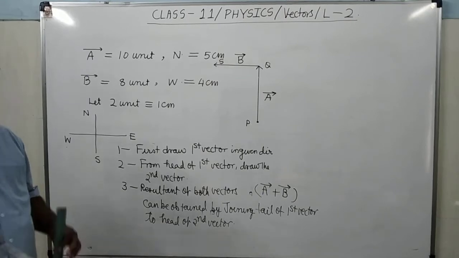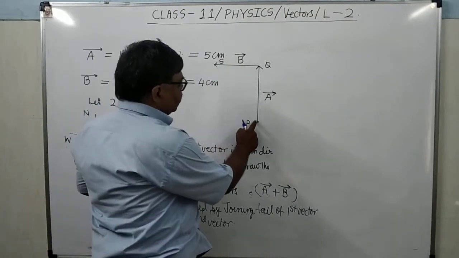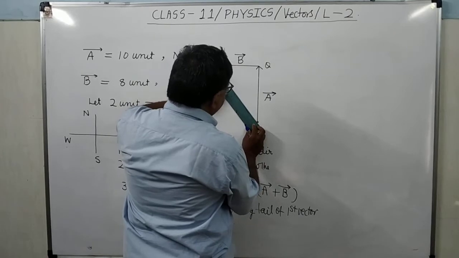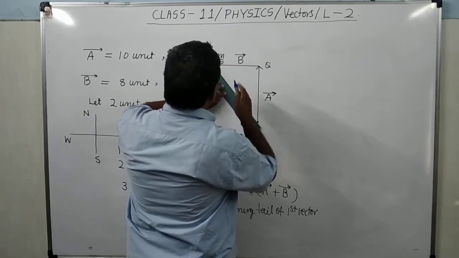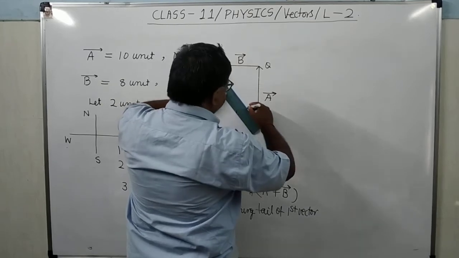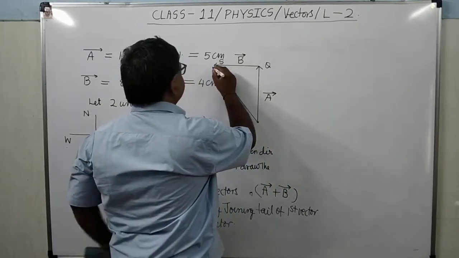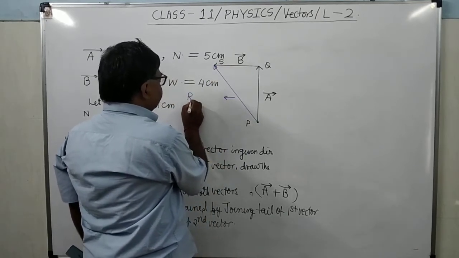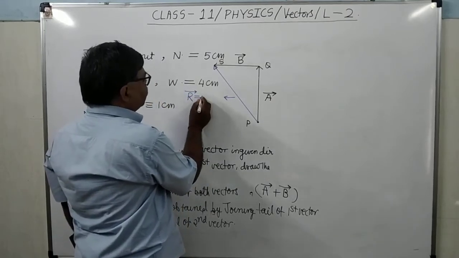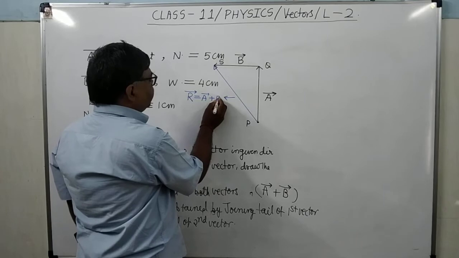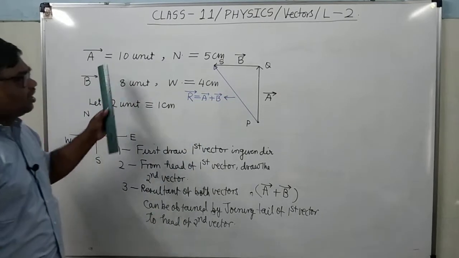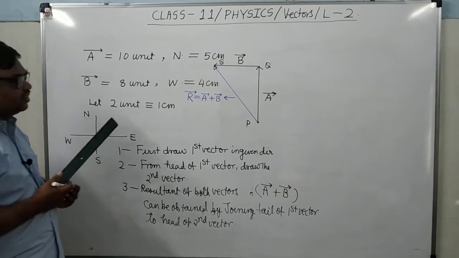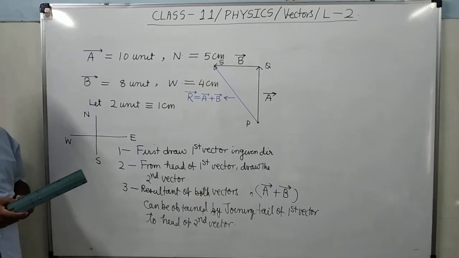So you join here. What is the tail? Tail is P. What is the head of the second? It is S, not Q. So what will be the resultant? The resultant will be this. This will be the resultant of these two vectors. Here the resultant is denoted by R. Vector R will be equal to vector A plus vector B. It means the resultant of these two vectors can be represented geometrically by vector PS.